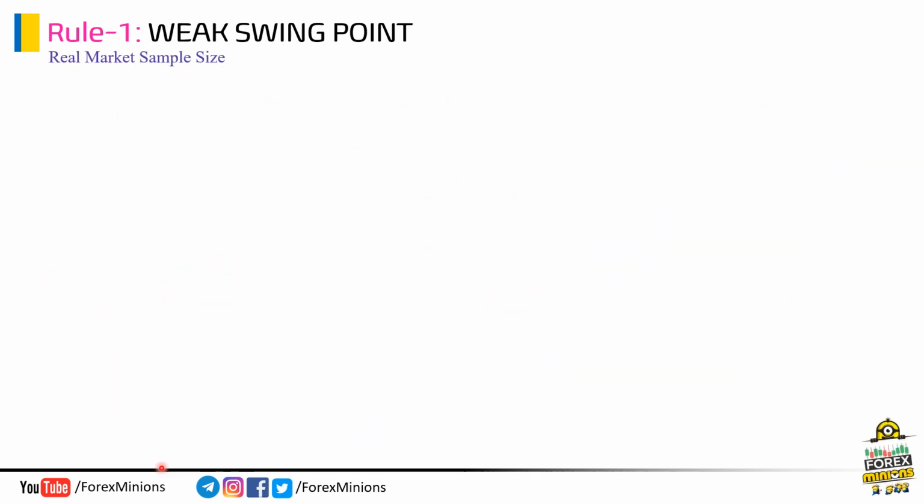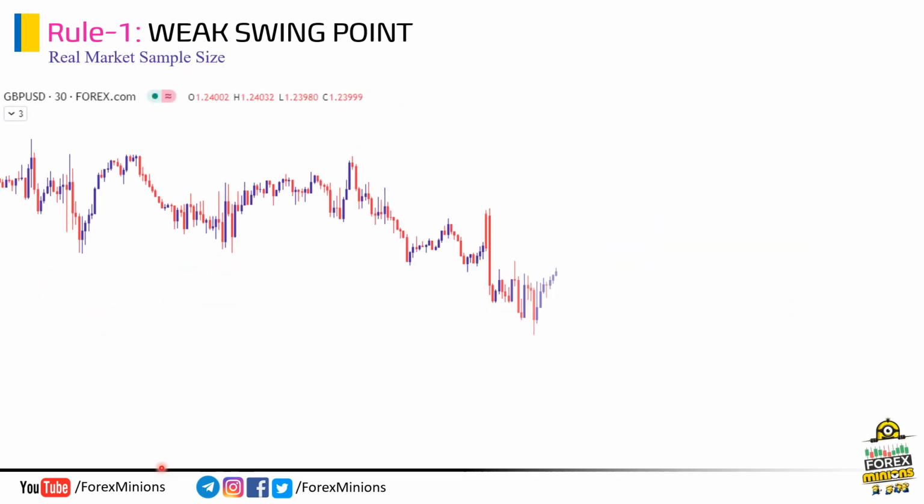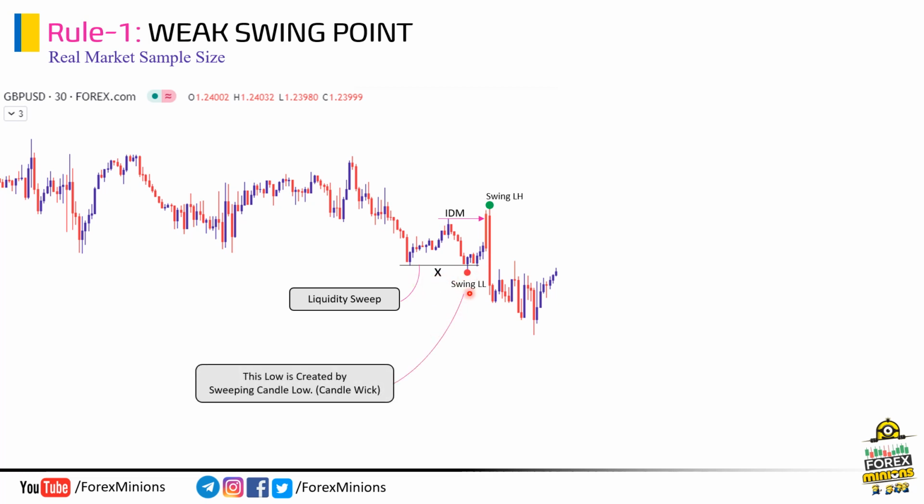Now, let's understand this rule with a real market sample. This is the pound-dollar chart at the 30-minute time frame. Now, for this low, this is our inducement level. Now, a candle closed above this inducement level and below this previous low. As per the rule, we can mark it as swing high and swing low points. But note that this is actually a liquidity sweep area, and this low is created by a candle wick, or you can say a sweeping candle. Now, as per the rules, we will mark it as a weak swing lower high and lower low.